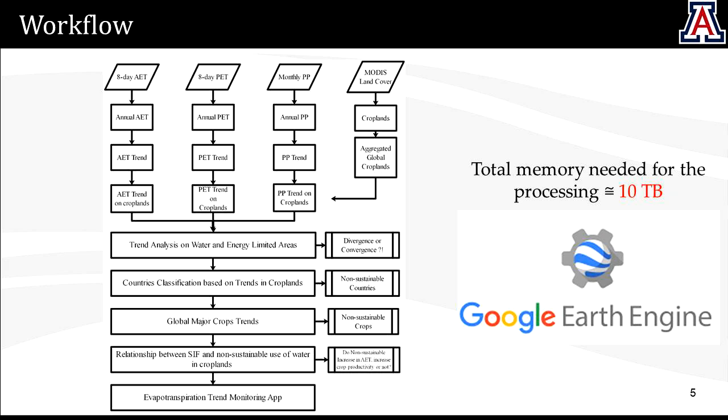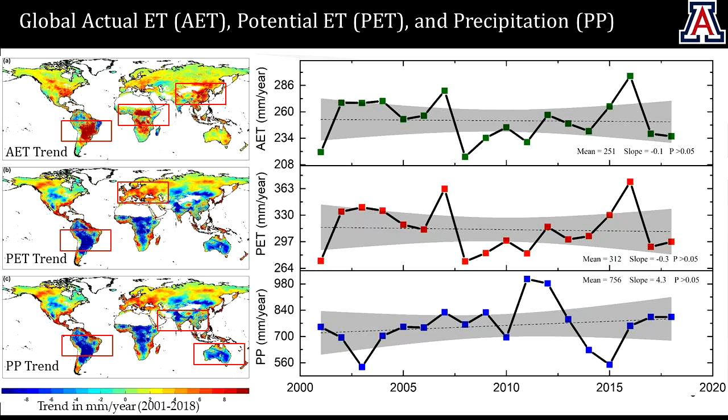In this study, we used 10 terabytes of data without downloading a single file. We used the Google Earth Engine cloud computation platform to perform all of our analysis. The annual trends of AET, PET, and PP in millimeters per year are demonstrated in the left figure.